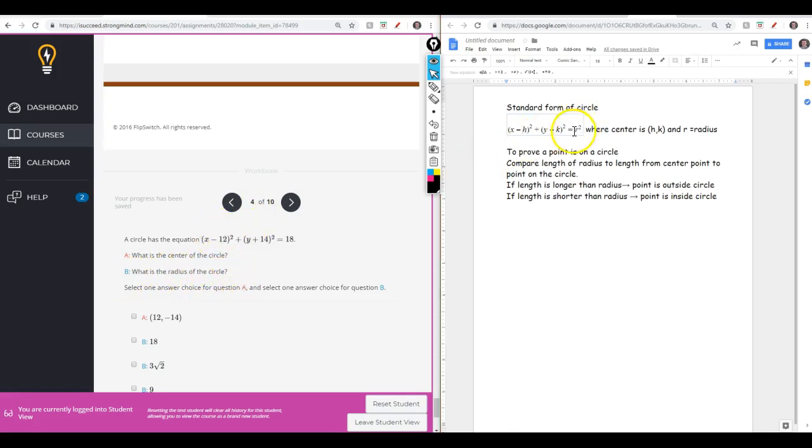Okay, I'm noticing and I'm comparing it to the standard form. I notice we have x minus and we have x minus, so this is a 2. So h is a 2.